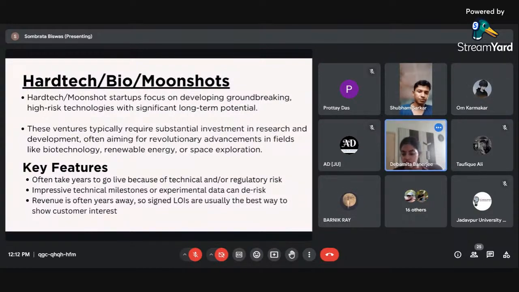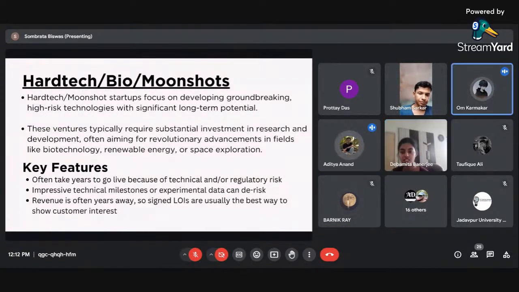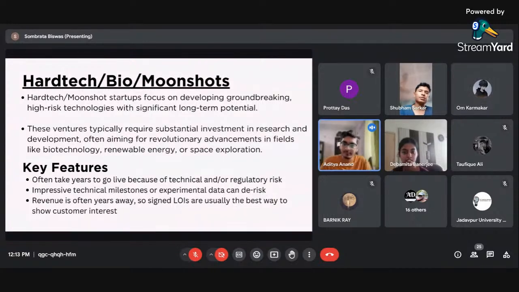What did you say, Bendik? Hydrogen fuel cars. Yes, hydrogen fuel cars. Then SpaceX, also renewable rockets. SpaceX, yeah. Stripe was a moonshot at some time.